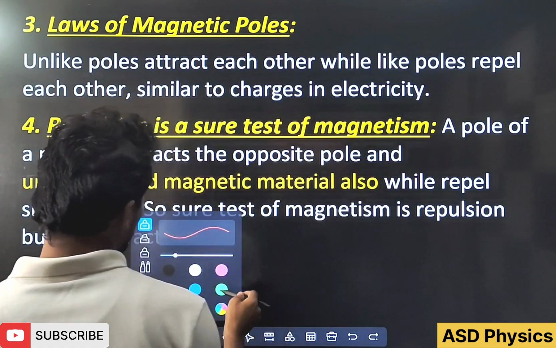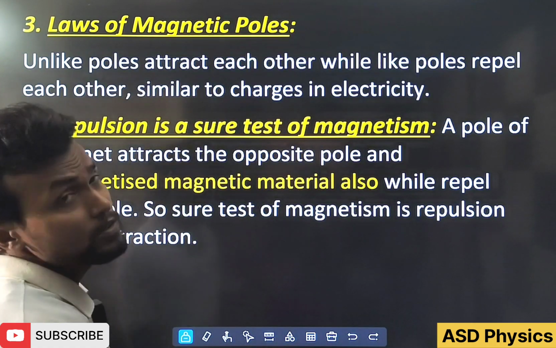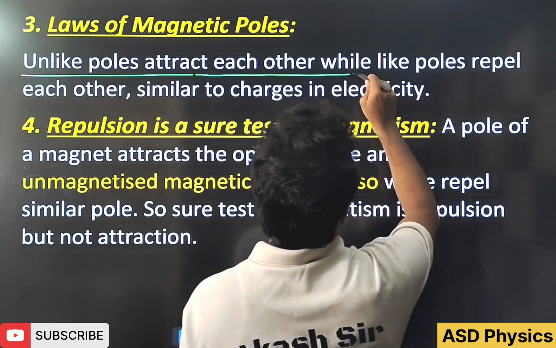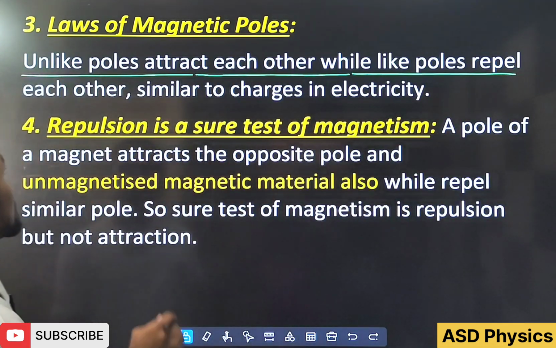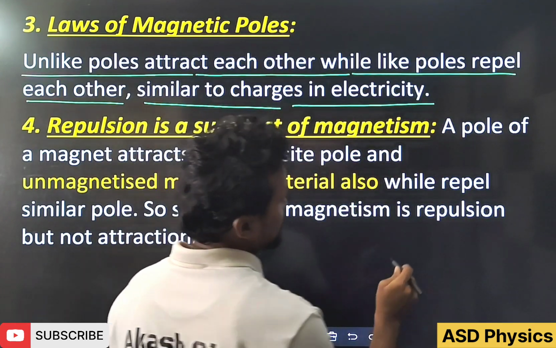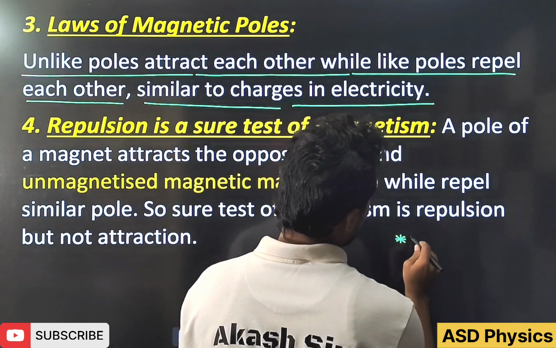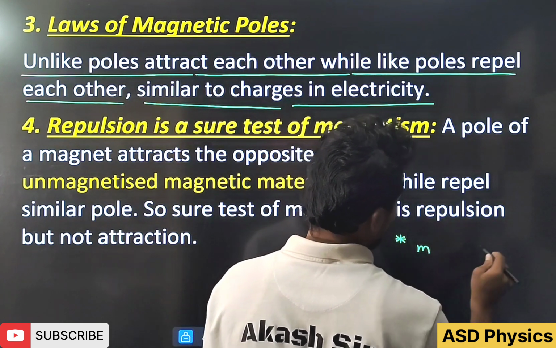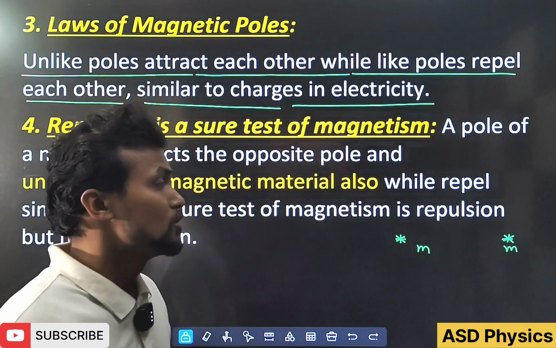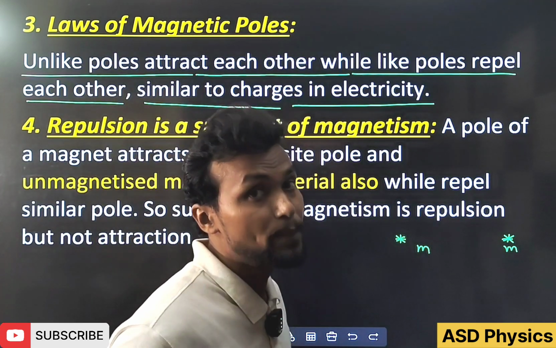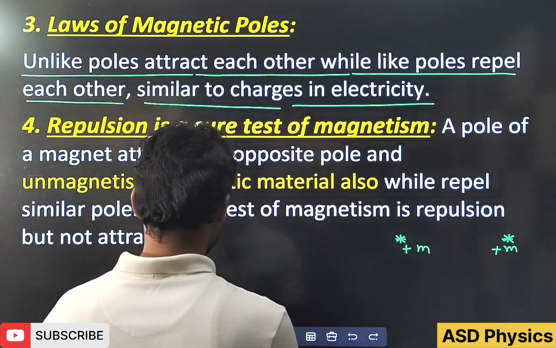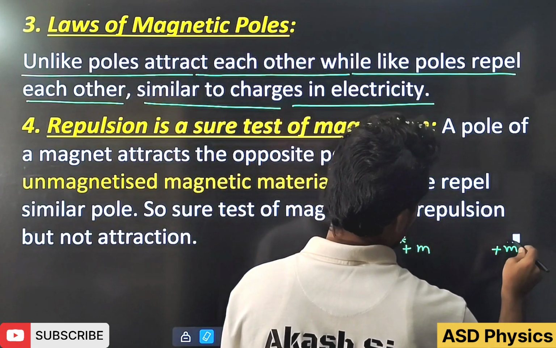Let's see the next property. The property is the law of magnetic poles. Unlike poles attract each other while like poles repel each other, similar to charges in electricity. If north pole is there, I will write here with the M, and here also let's take north pole, I have written with the M. What will happen between them? The repulsion will happen. Remember that this is plus M, this is plus M. Here repulsion will happen.